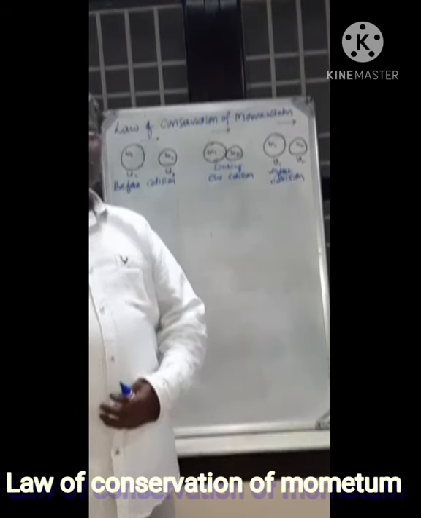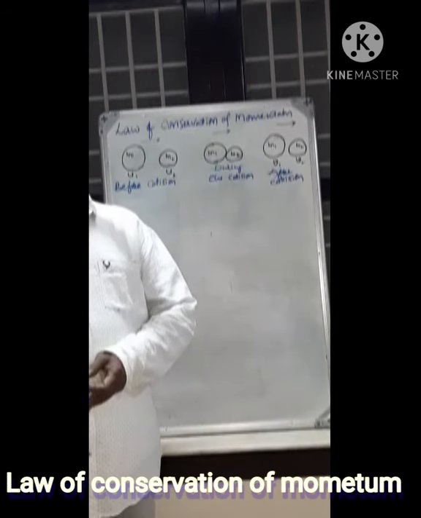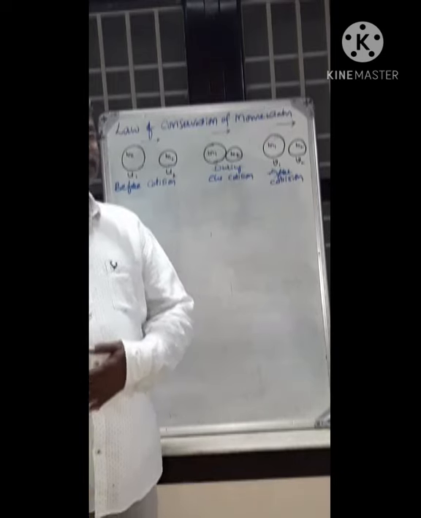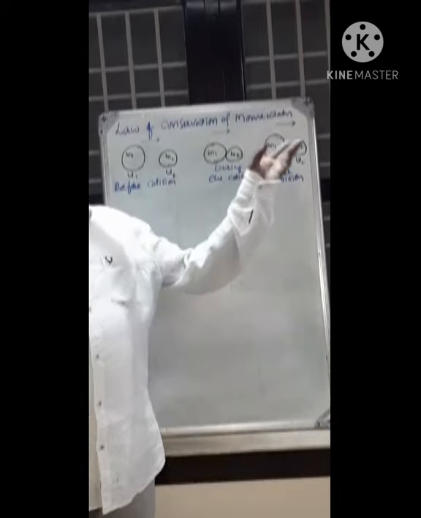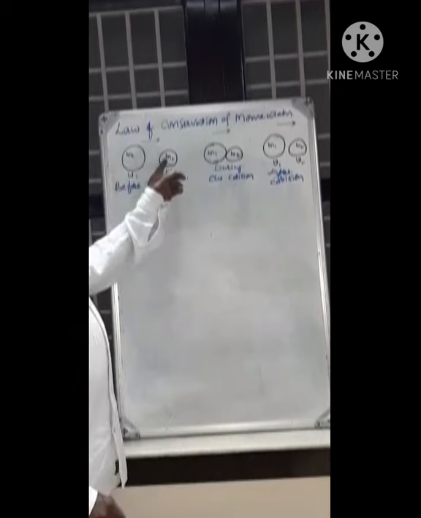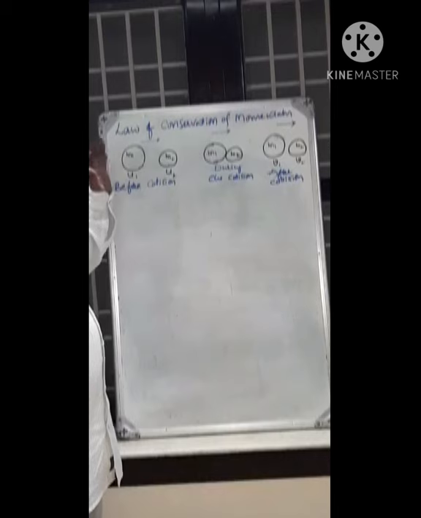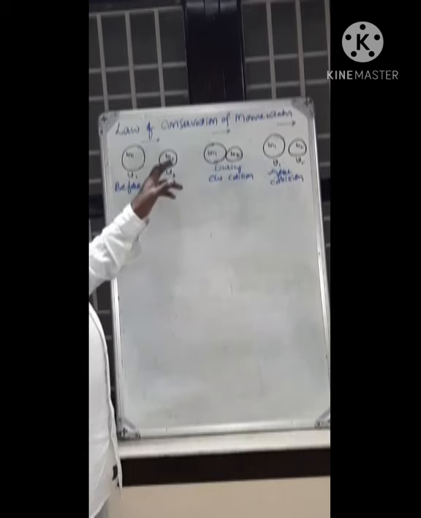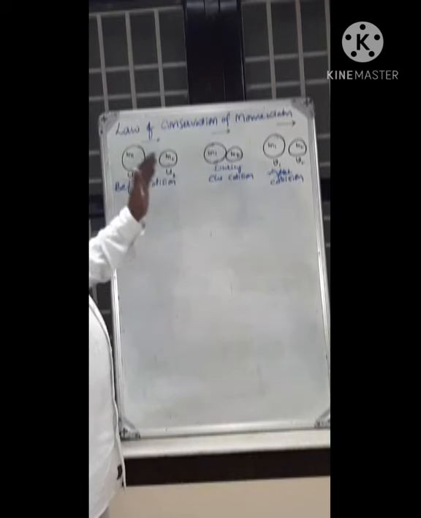In your previous classes, you have learned about Newton's second law and the definition of momentum and the related topics. In our class, we are going to learn about the law of conservation of momentum. Here, we see two pebbles with masses m1 and m2. Actually, consider the force is applied on these two pebbles. After applying the force, they were in motion.